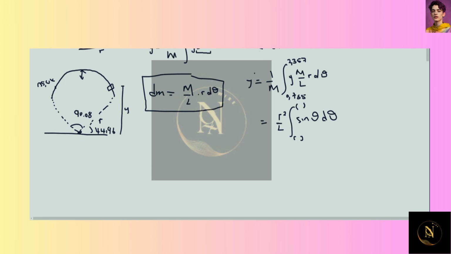The next thing that we want to do is probably simplify this a little further to r in terms of L, because we're not given r. So we know that the total arc length L is just going to be equal to r theta, the total angle times the total radius. So it means that r is actually just L over theta, where theta is this angle 90.08.